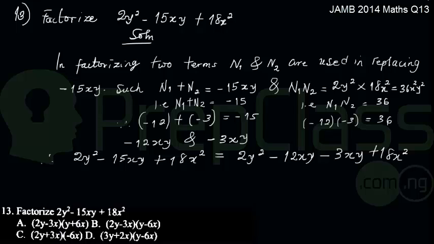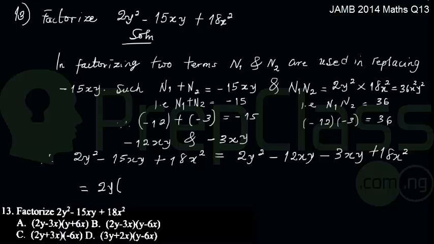Looking at these consecutive terms we have here, we notice 2 is common in 2 and in minus 12. We have a y here and we have a y here. 3 is common in 3 and in 18, and we have an x and we have an x here. So basically we can factorize. So let's factorize. 2 is common, so we bring out 2. Y is common in y squared and in xy, so we take out y.